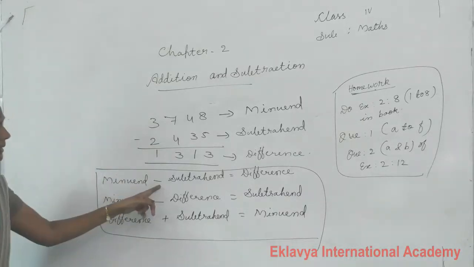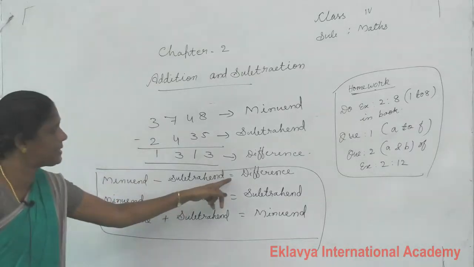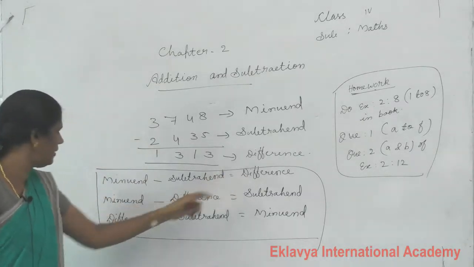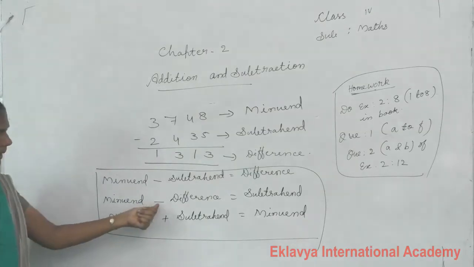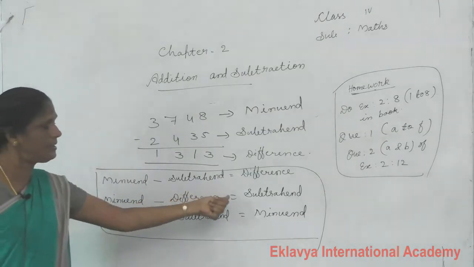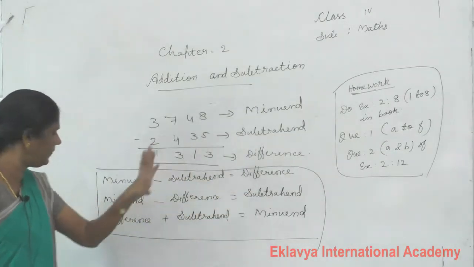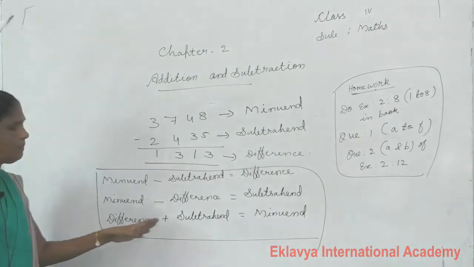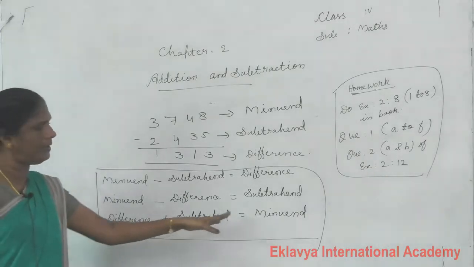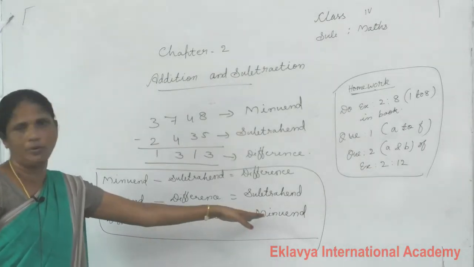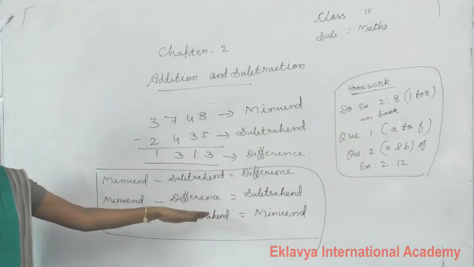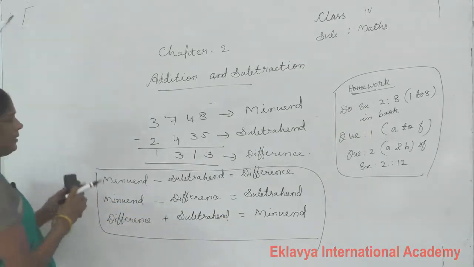Minuend minus subtrahend is equal to difference. Minuend minus difference is equal to subtrahend. Then difference plus subtrahend is equal to minuend. All students understand? Then subtract.